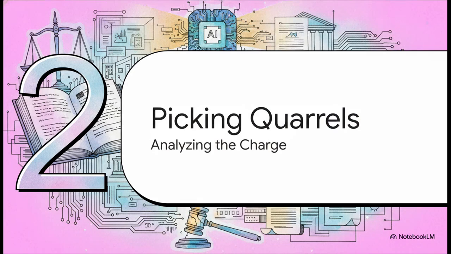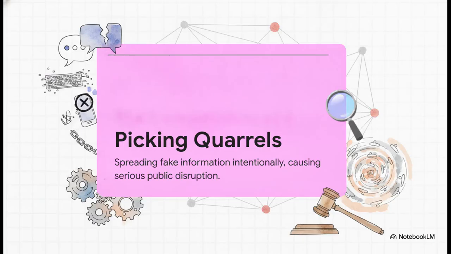Section 2. Analyzing picking quarrels. So the absolute crucial point here is understanding Article 293 of the criminal law, which is often referred to as picking quarrels and provoking trouble. Now, for this specific charge to actually stick in a digital context, the AI notes that the law strictly requires 3 very distinct elements to be proven. First, the information has to be demonstrably fake. Second, the accused must have intentionally spread it knowing it was fake. And third, it must have actually caused a serious disruption to public order. If even one of these elements is missing, the crime just cannot be established, period.